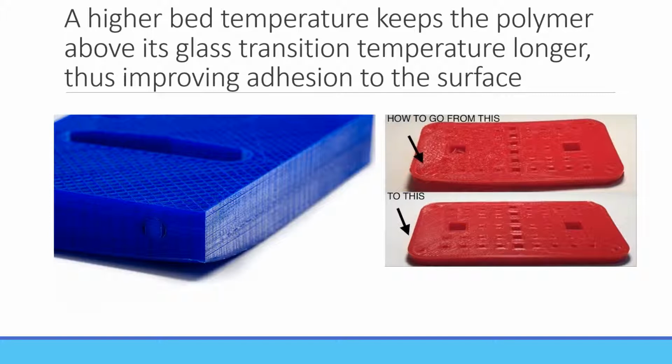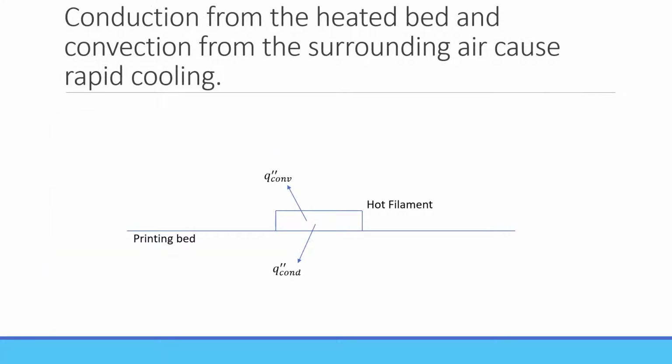adhesion to the surface. So looking at 3D printing from a heat transfer perspective, you have the hot filament being deposited on a printing bed, which in the case of my 3D printer is made of aluminum. Now that printing bed is at a different temperature than the filament. It's a lot colder. You can change the temperature, but as a rule, the heat will be conducted out of the filament and into the print bed. How fast that occurs is a function of the temperature of the printing bed.